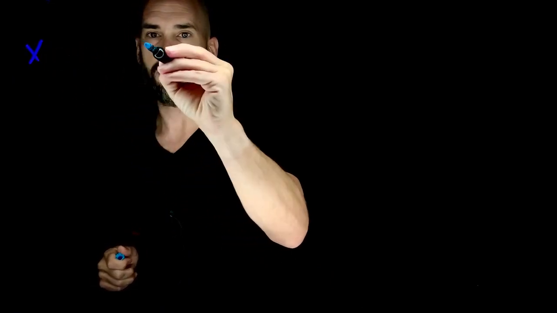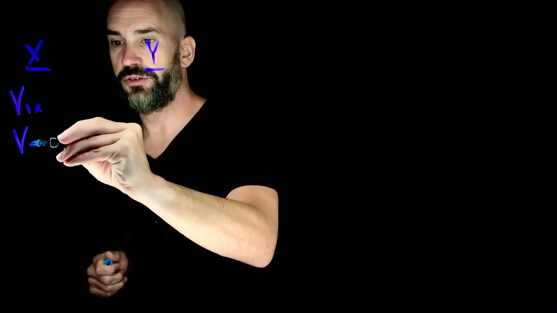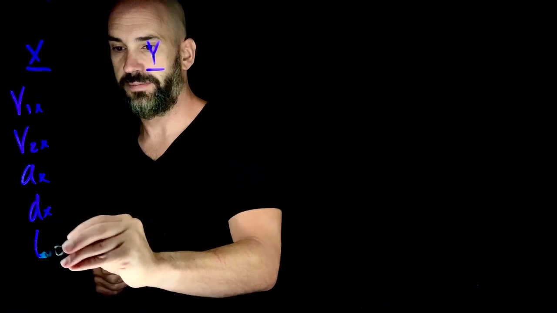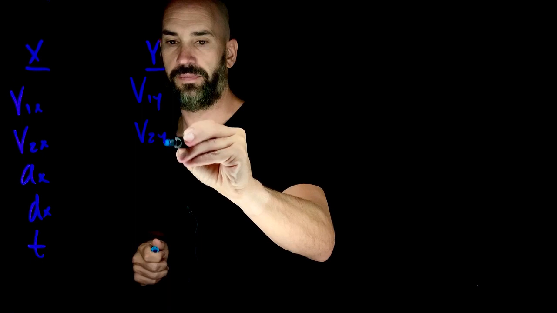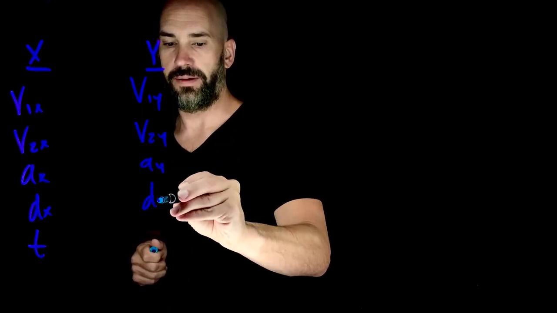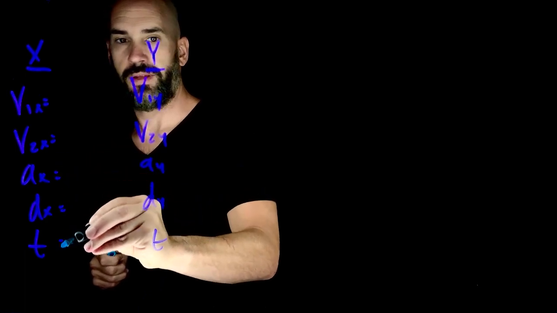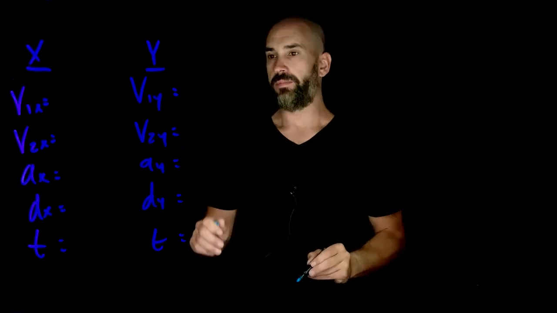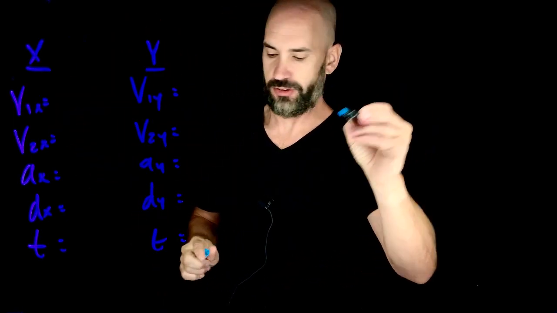So I'm going to set up the x dimension and the y dimension. We have v1x, v2x, ax, dx, and t, right? Then we have v1y, v2y, ay, dy, and t. Okay? And so basically here's a golf launch.